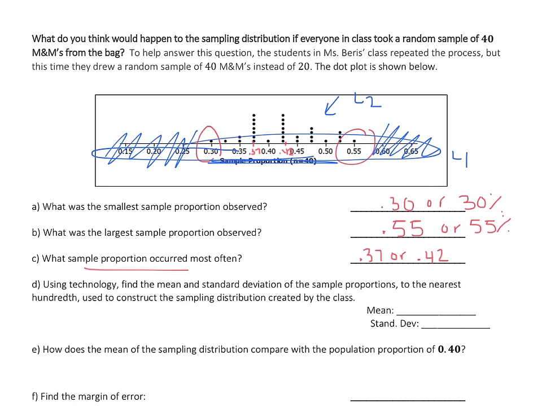Okay, your mean in this case should be about 0.40, and your standard deviation is about 0.05. And these values I get exactly if I use 0.37, 0.42, 0.47, 0.52, 0.32. So your numbers may vary, but that's okay. How does the mean of the sampling distribution compare with the population proportion of 0.40? Well, look at this and look at this. They're exactly the same. So they are, in fact, equal.